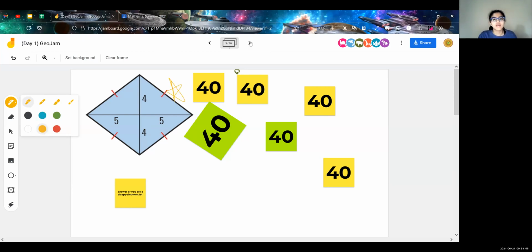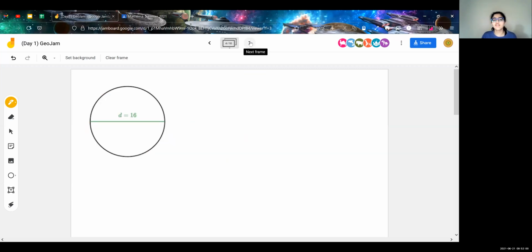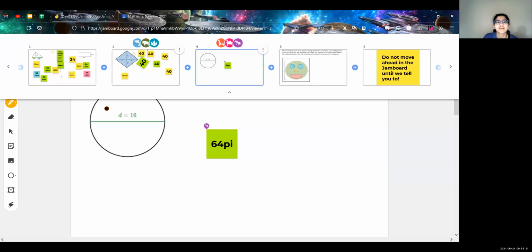Okay, now the next problem. This is just the area of a circle. So if the diameter is 16, what is the area of this circle? Remember, diameter is different from radius. Radius is half of the diameter. Okay. I see 3 people are on the previous slide. Make sure you're on the right slide. It's slide 4.